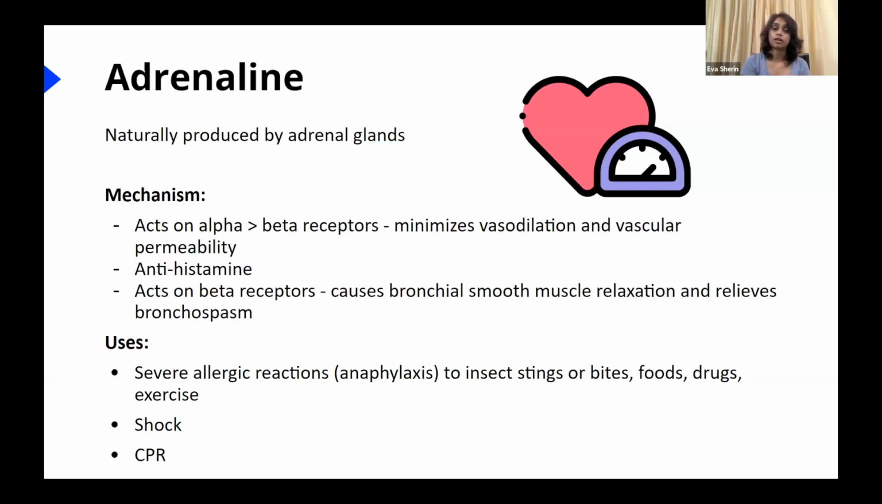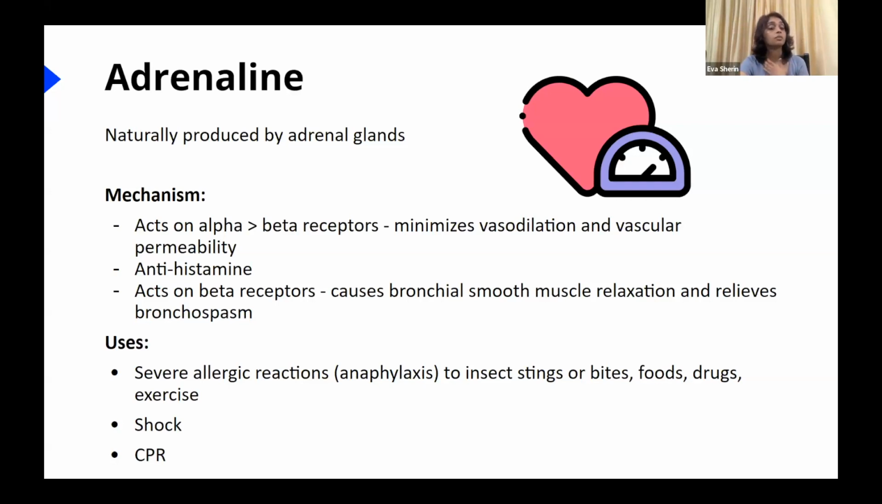It acts by reducing vasodilation and vascular permeability, and this is what causes the whole edema and fluid collection in your body when you have an anaphylaxis, or like how the face whole thing swells up. So it goes and acts on your alpha receptors and reduces your vasodilation and vascular permeability, so that all the fluids stay within the vessel and don't go extravascular.